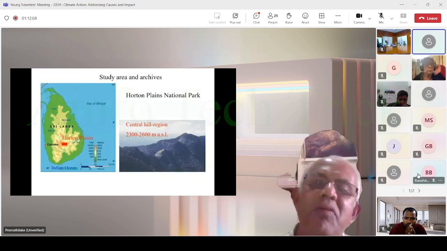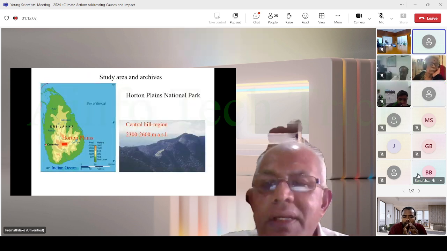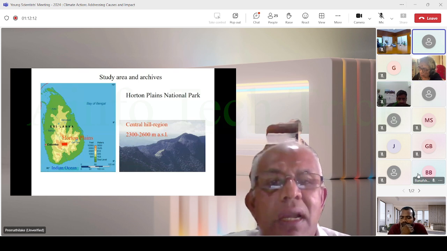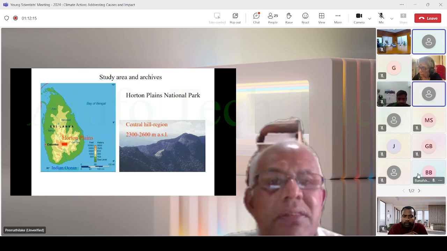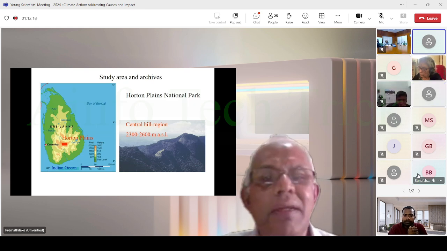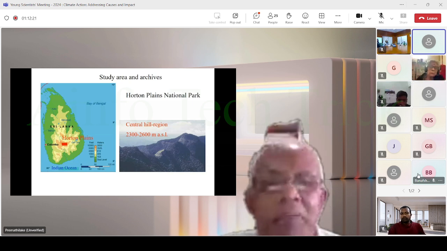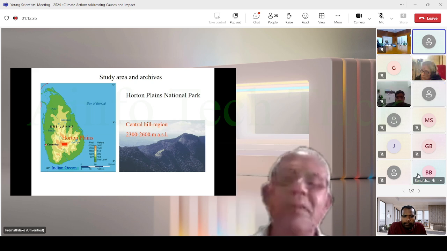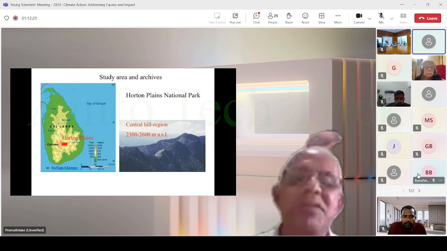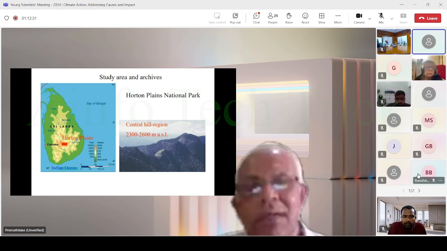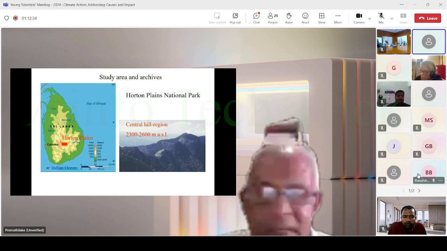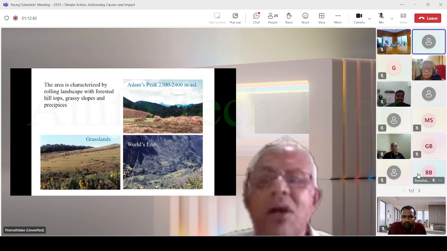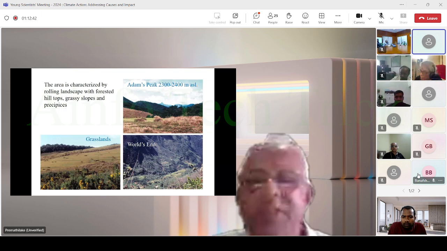So our work, mainly the work we did in paleoclimate studies, is in central Sri Lanka. Central Sri Lanka is about 2,300 meters above sea level, which is very high ground. I would say this area is very much isolated, surrounded by hills, a lot of hill ranges and some other lands. The area is usually characterized by rolling landscape and forested hilltops, grassy slopes, and precipices. There are many diverse patterns in this area.